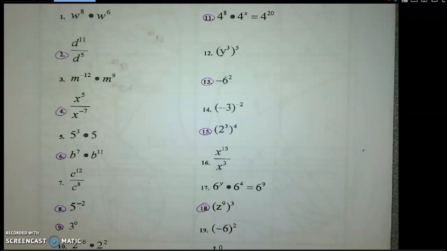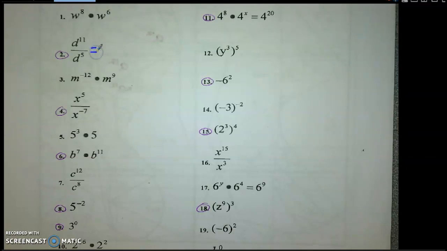Alright guys, here's your homework for tonight. We're going to go ahead and hit a few of these problems. I've picked out some that represent the 5 different rules that we've been working with in class so that you'll have some different examples. So going through, looking at number 2.